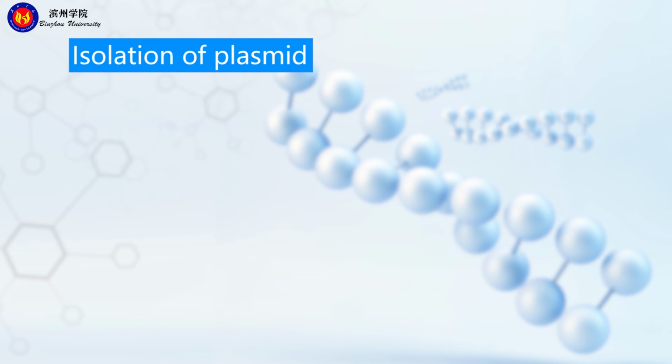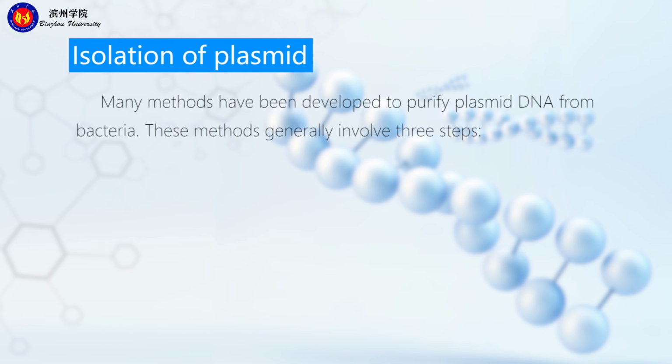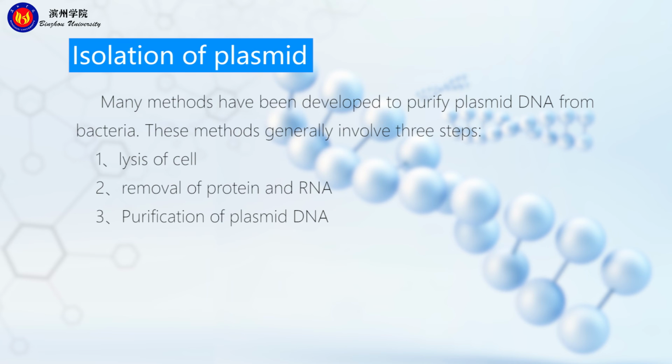How can we isolate plasmid from bacteria? Many methods have been developed to purify plasmid DNA from bacteria. These methods generally involve 3 steps. The first one, lysis of cell. The second one, removal of protein and RNA. And thirdly, purification of plasmid DNA.